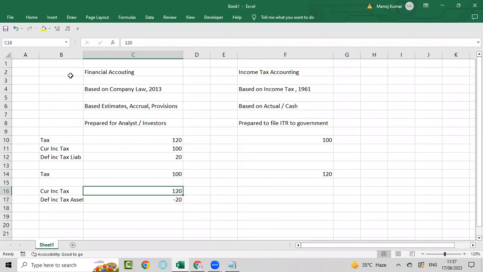So overall, it will be 100. Clear? Shall we proceed here? Note it. We will have one example.